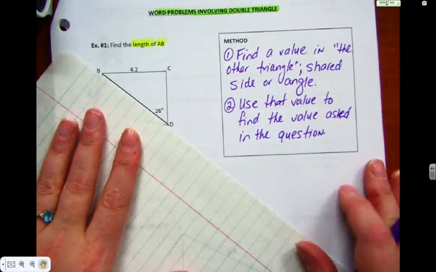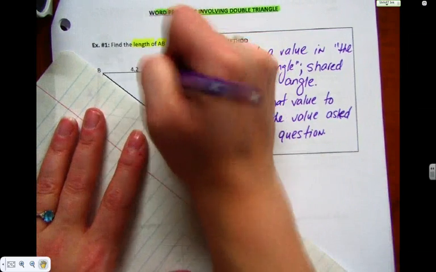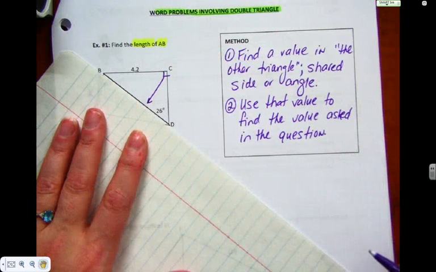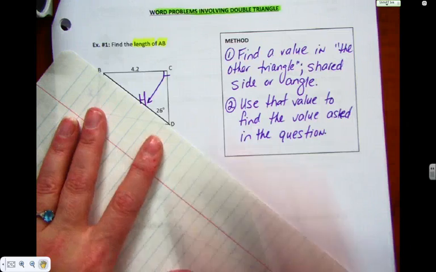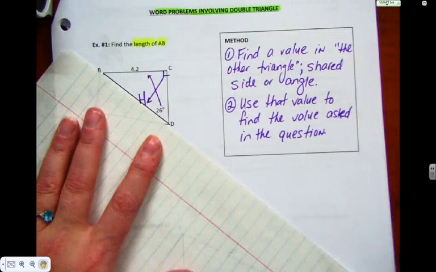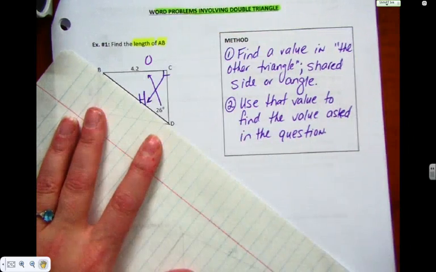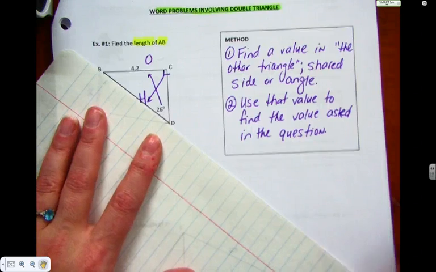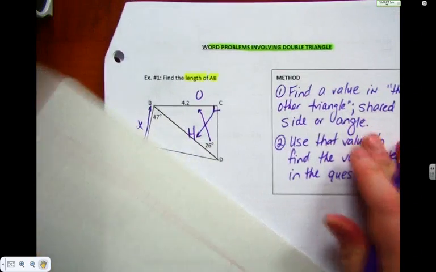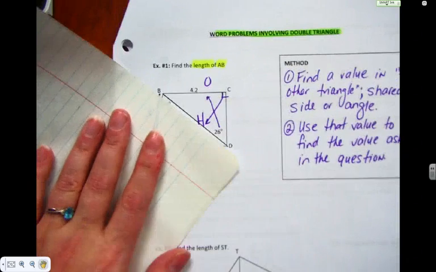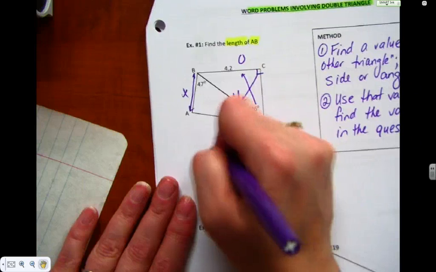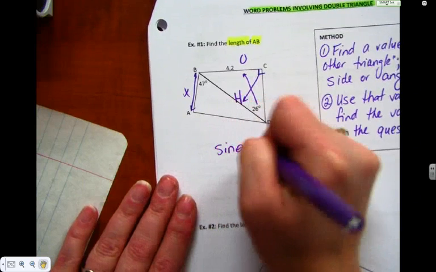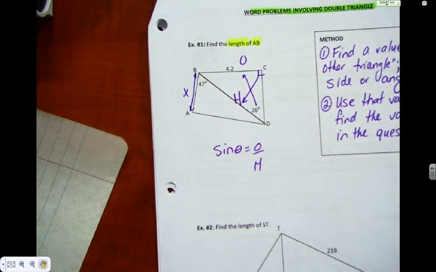Okay, so I want to find the shared side, so let's name it. It's going to be opposite the right angle, so it's called H. Opposite the given angle is O. Step number two, pick a formula, SOHCAHTOA. Sine theta equals O over H.